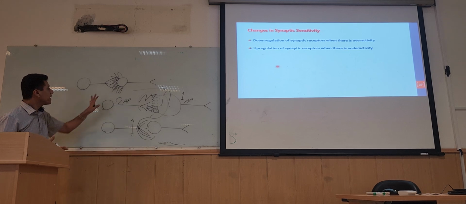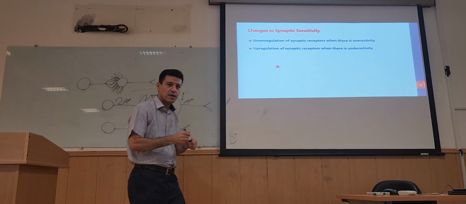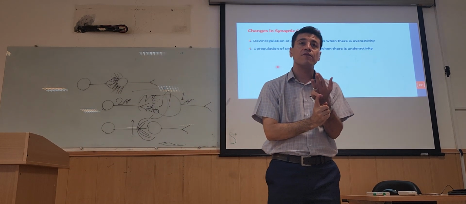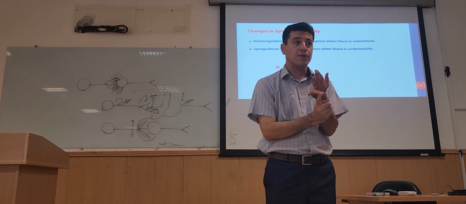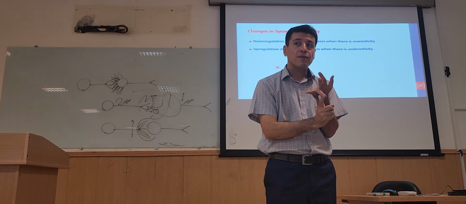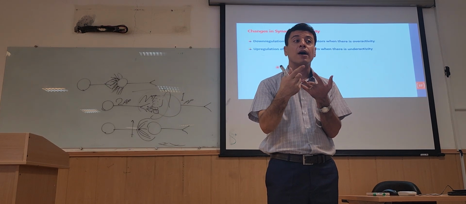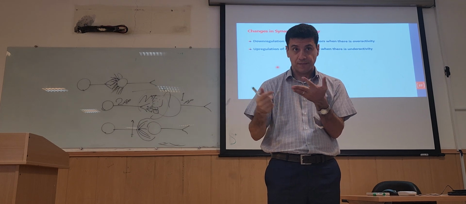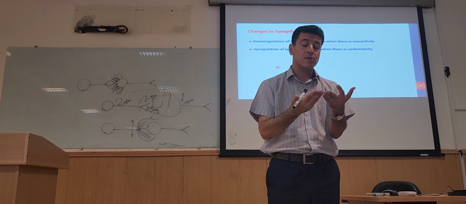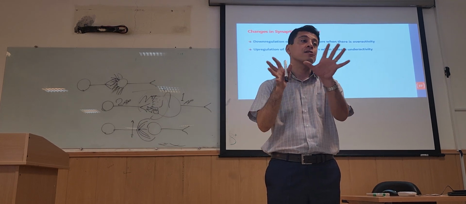So we can change the sensitivity of a synapse by changing the number of postsynaptic receptors, the number of dendrites or branches or spines, you know, the number of dendritic spines may increase also, or the number of axon terminals.